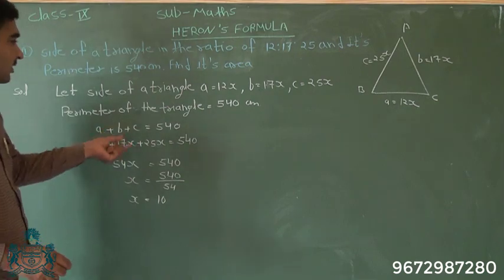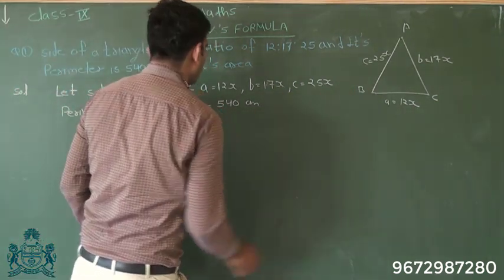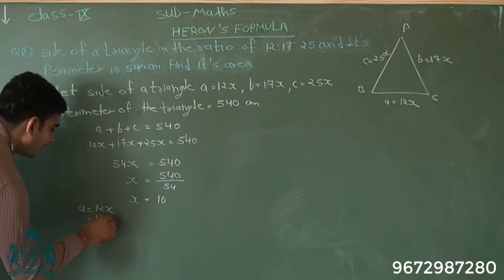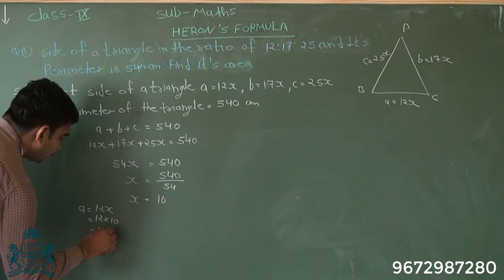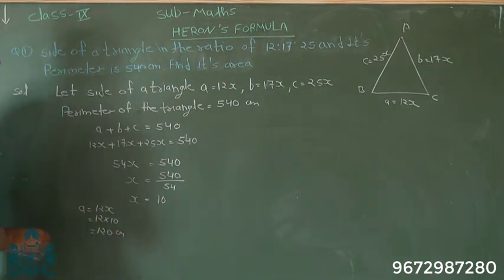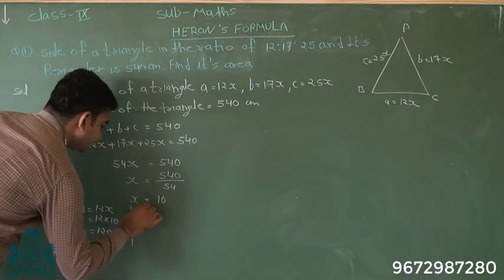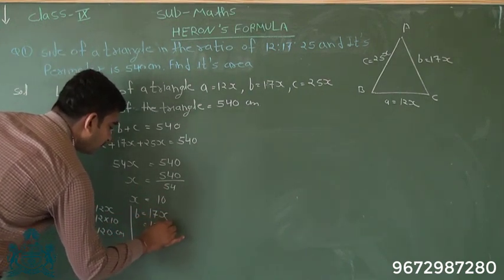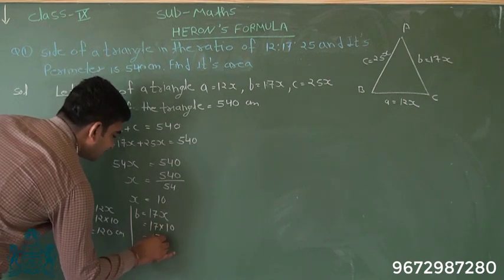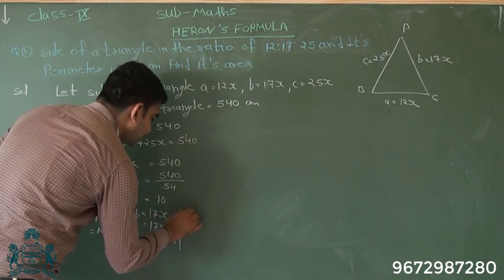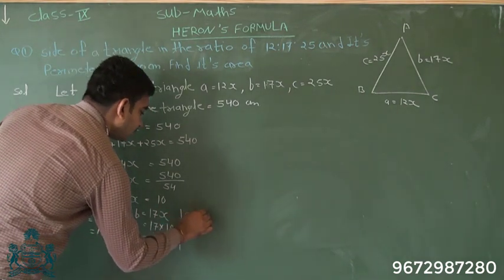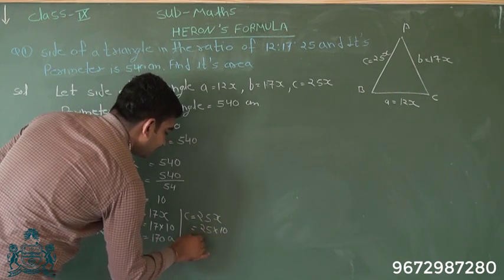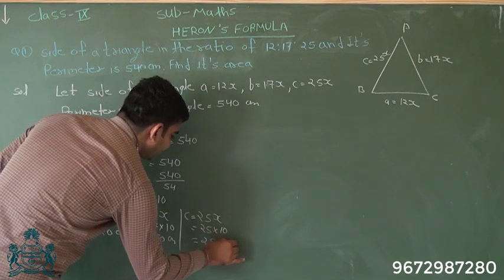x equal to 10, then the sides of the triangle are: side a equal to 12x equal to 12 into 10 equal to 120 centimeters, and second side b equal to 17x, 17 into the value of x, 10, equals 170 centimeters. Third side c equal to 25x, 25 into 10 equal to 250 centimeters.